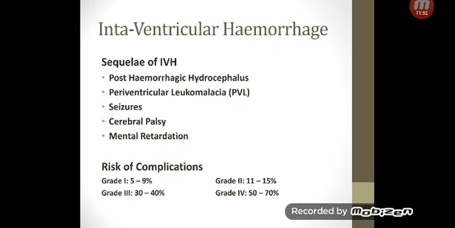Well, with grade 1, which is the subependymal, it is about 5 to 9%. With grade 2, it can go up to 15%. And then you go to grade 3, where the possibility of a complication is anywhere between 30 to 40%. And then with grade 4, it becomes more ominous, because it can go all the way up to 70% of children having a grade 4 hemorrhage having one of the complications or more than one of the complications mentioned here.